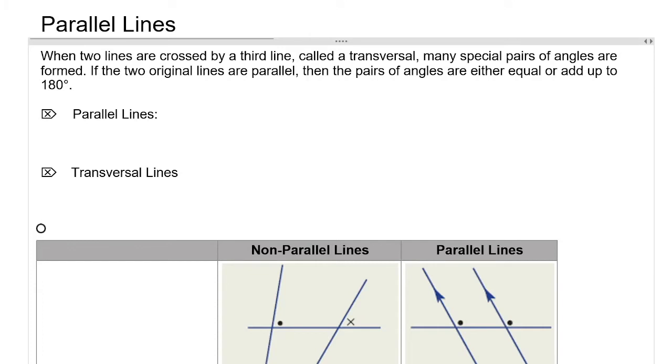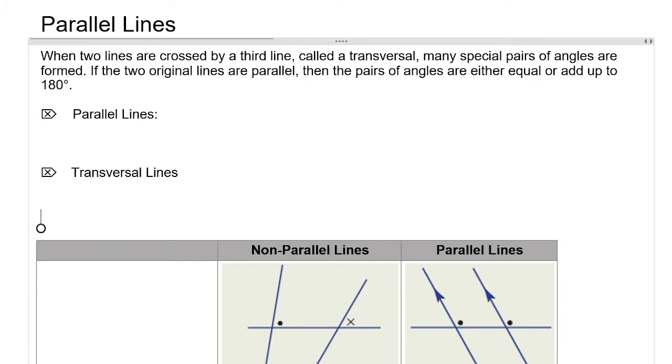So a couple of things to be thinking about. We have parallel lines. These are lines that follow the same trajectory, go in the same general direction, and they will never actually cross each other because they're the same width apart the whole way down.